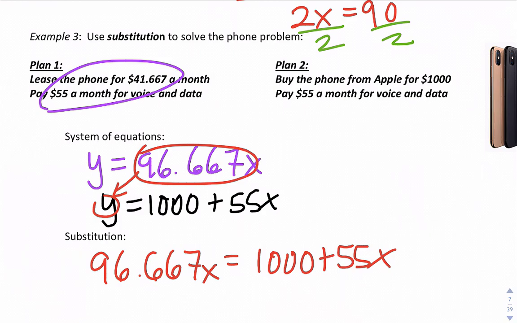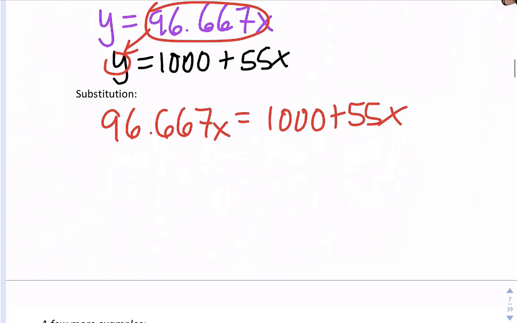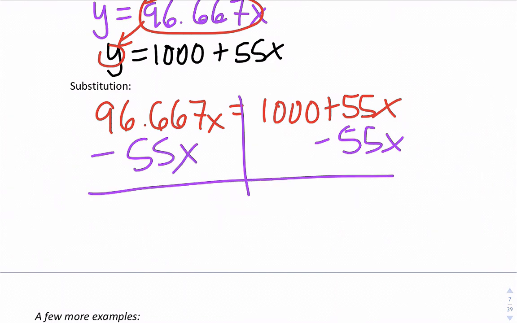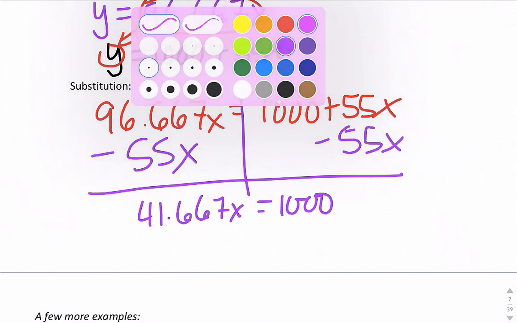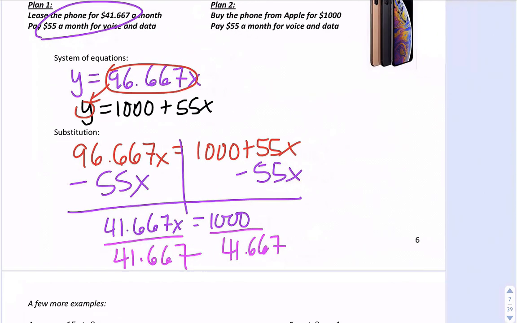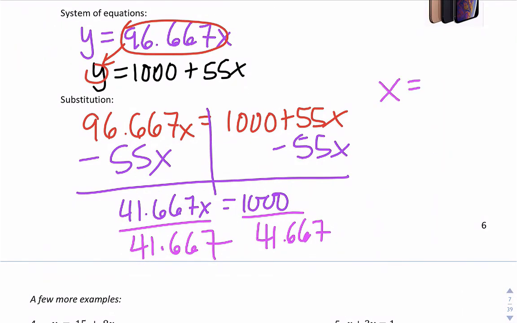All right, so you substitute in. Where are they equal is essentially what you're solving for. All right, let's solve. We'll subtract 55x from each side. And so we will get 41.667x equals 1,000. We'll divide each side by 41.667. And then we will get our answer. So x is about 24 months, which we got yesterday by graphing.